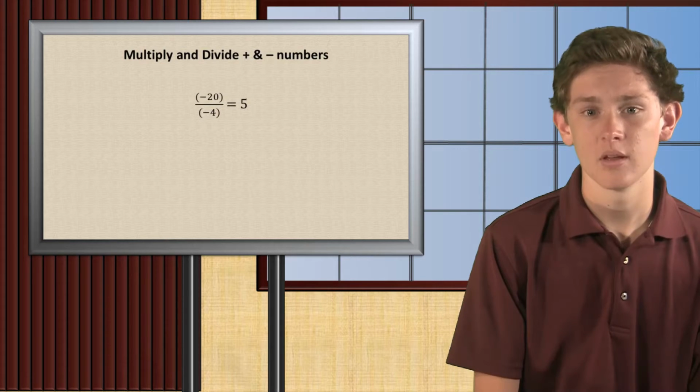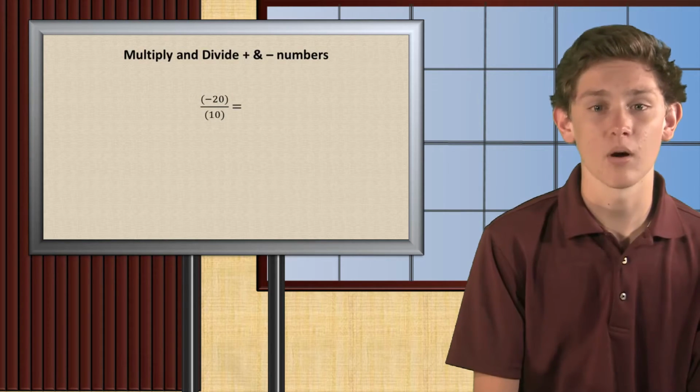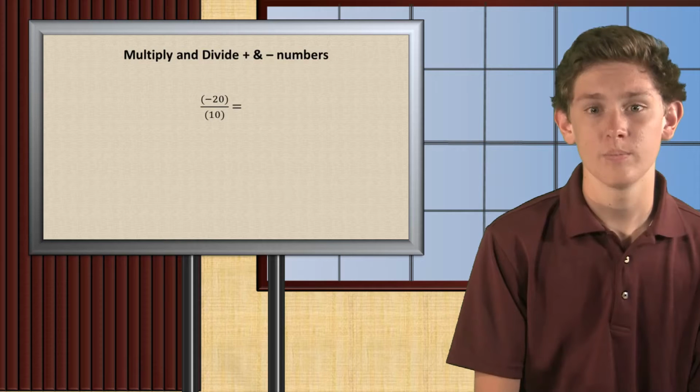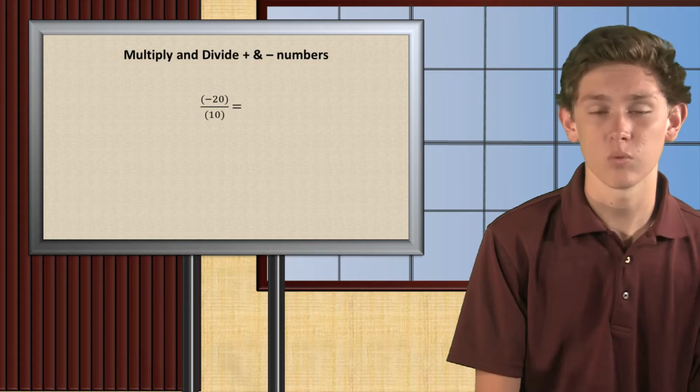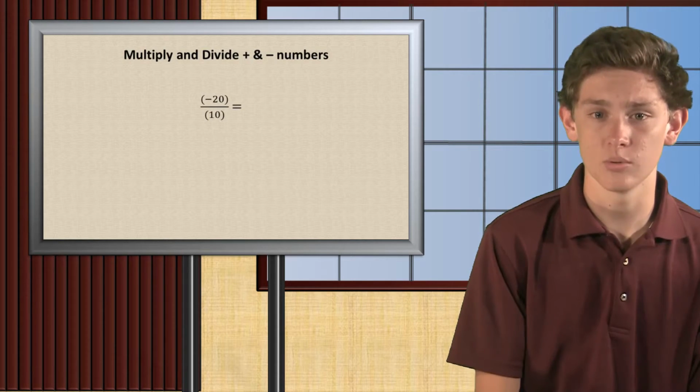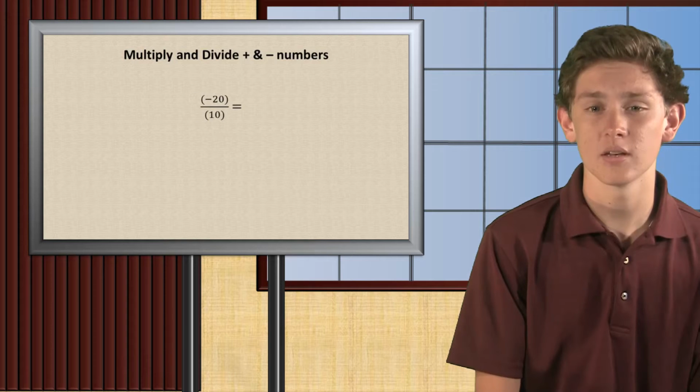Next problem. -20 divided by positive 10. Because there's only one negative sign in the whole problem, the answer is going to be negative. And 20 divided by 10 equals 2. So the answer is going to be -2.